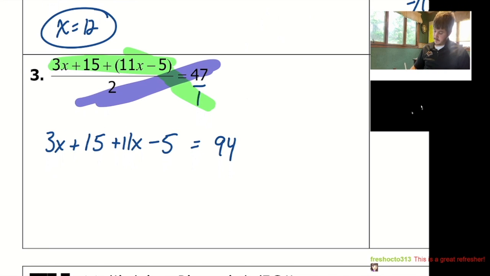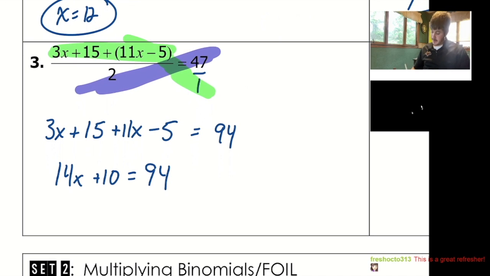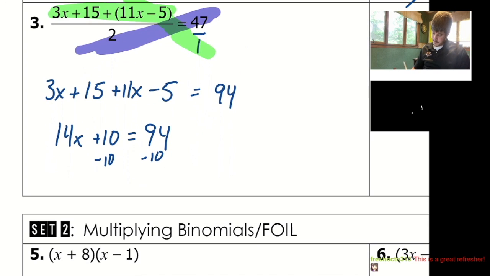Combine like terms. Subtract both sides by 10. We get 14x equals 84. And then from there, we get 6.